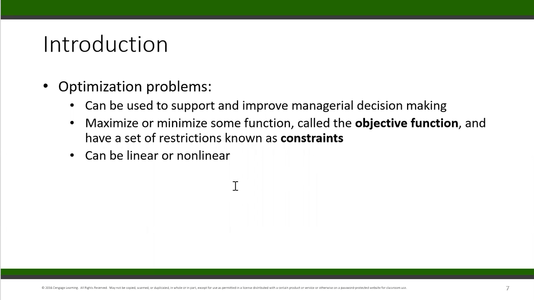The optimization problem can be linear or nonlinear, and that is based on the objective function and the form of the constraints, the form of the function in the constraint, left-hand side or right-hand side of the constraint, right? In this course, we're always dealing with linear programming, where both the objective function and all the constraints always follow a linear form.